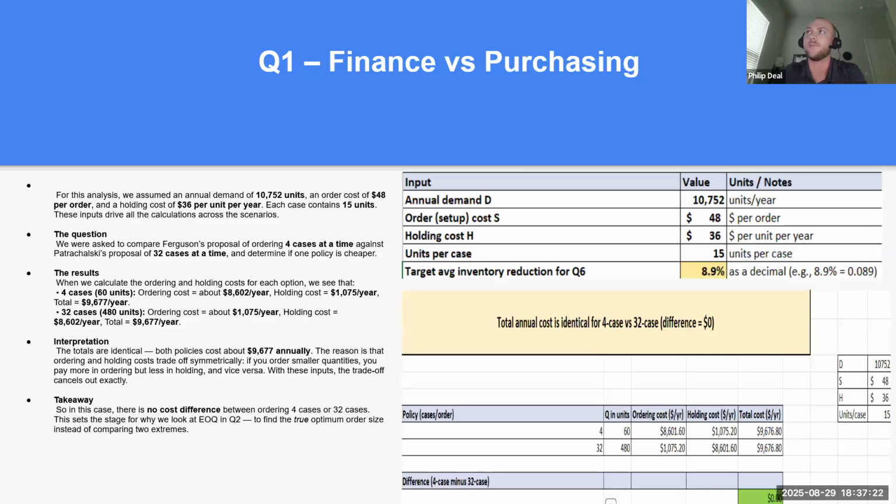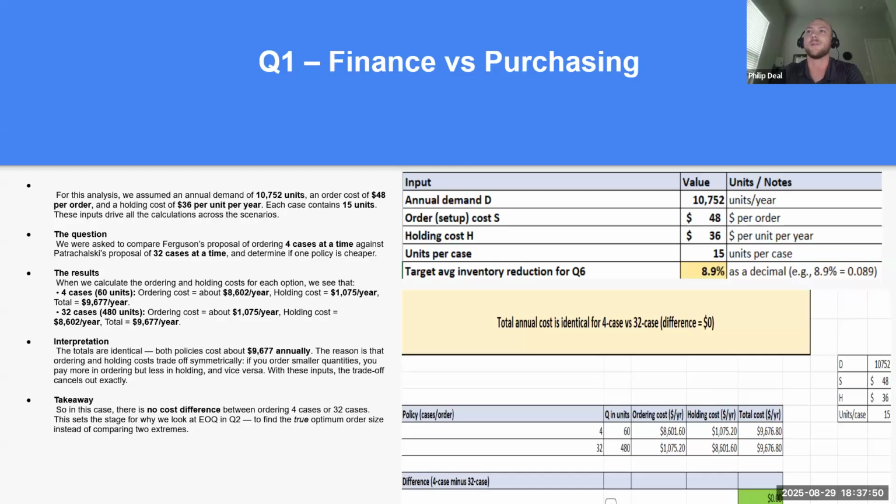This is our question 1, finance versus purchasing. We use the inputs provided in the SMC case: 10,752 units, $48 per order, $36 per unit per year, and each case contains 15 units. The question was, is Ferguson's proposal of 4 better or worse than Petresky's proposal of 32 cases?